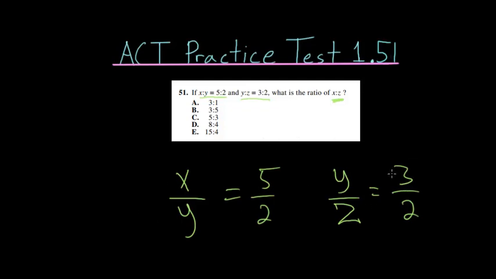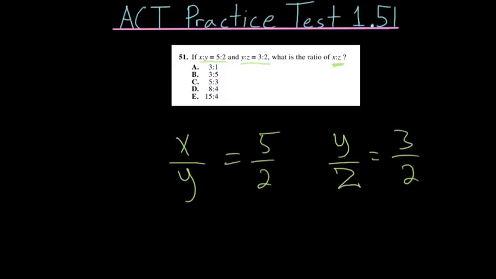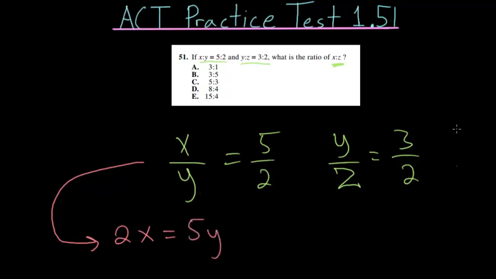And you might notice the common theme between these two equations is that they each contain y. So what we can do is solve for y in each of these equations and then set them equal to each other. So let's do that. Over here, solving for y, first I'll multiply each side by y and by 2, so that I get 2x is equal to 5y. And then over here, I'll do something similar. I'll multiply each side of this equation by 2 and by z, so that I get 2y is equal to 3z.